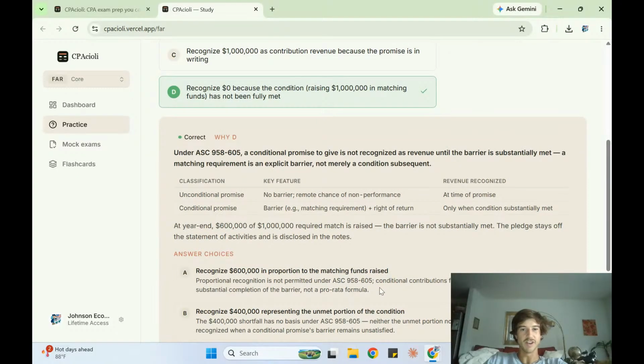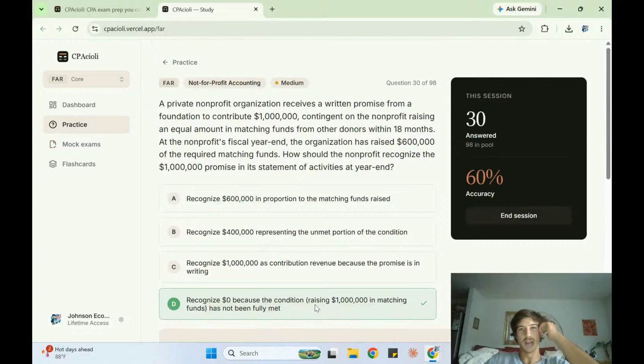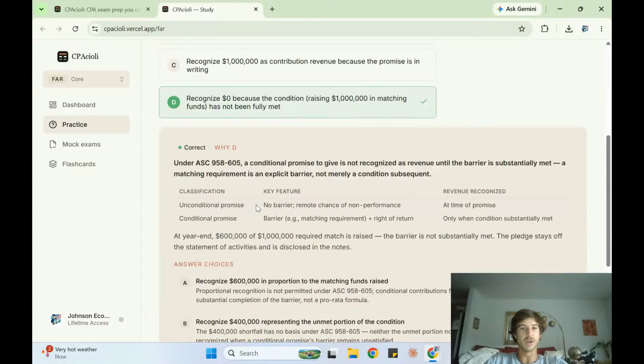I guess it would be like 75% or something to be considered substantially met. Or maybe it'd be more like 90%. But yeah, none of it's recognized because they haven't raised all the funds that it's contingent upon. Since it's contingent upon raising that much, they haven't raised that much or substantially that much yet. Therefore, they can't recognize any revenue yet.